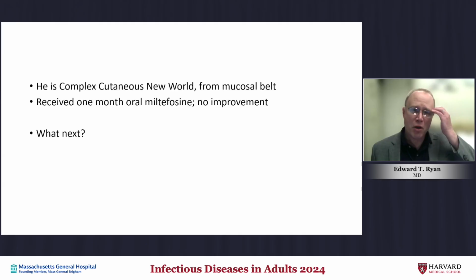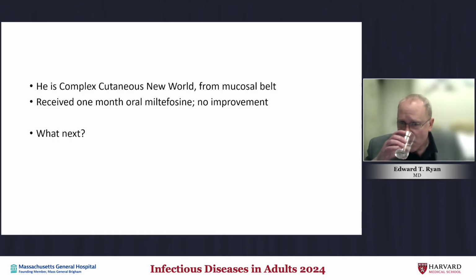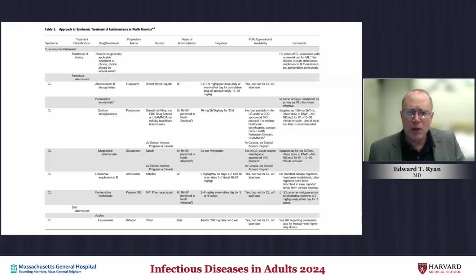Well, actually, you really have just a couple of agents that are readily usable. In the United States, we have oral miltefosine, which is FDA approved, and we have IV liposomal amphotericin, which is also FDA approved in the United States. So usually we treat individuals. This person would warrant treatment. And usually, just because of convenience, we go with the oral agent first. The person took their oral miltefosine, but there was no improvement, which is not that uncommon, to be honest with you. So what do you want to do next?